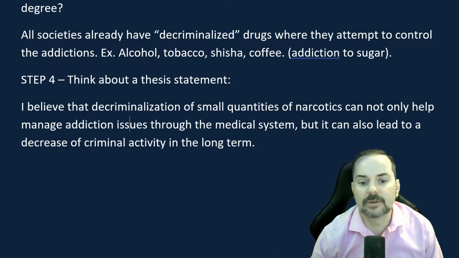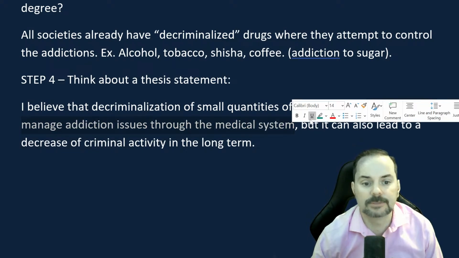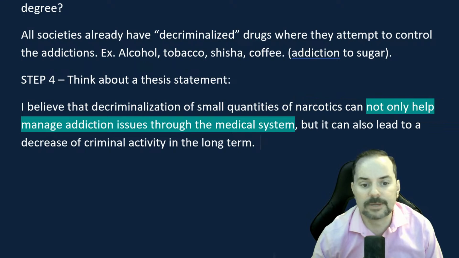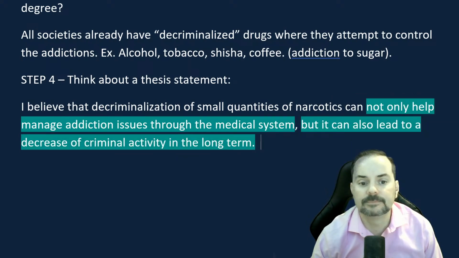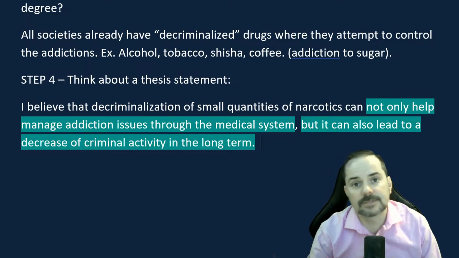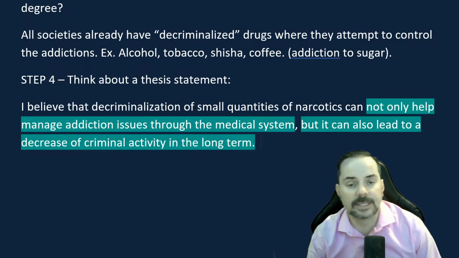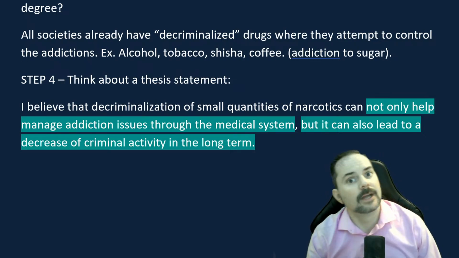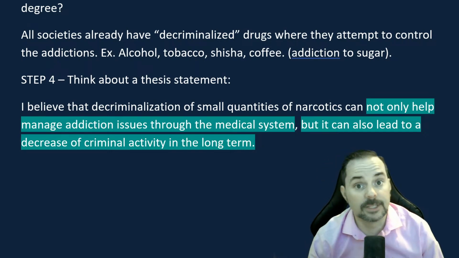So my body paragraph 1 will be that it can help manage addiction issues through the medical system. That would be my body paragraph 1. And body paragraph 2, it can also help lead to a decrease of criminal activity in the long term, right? Because if you take away the business from illegal drug sales, then you might decrease criminal activity.